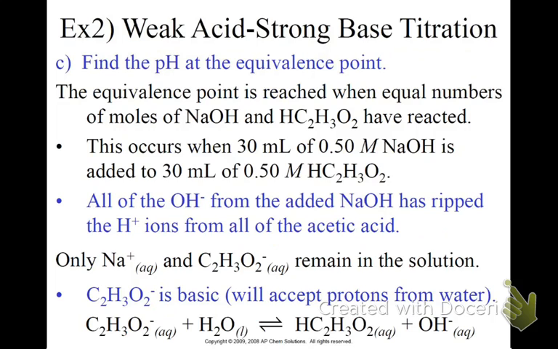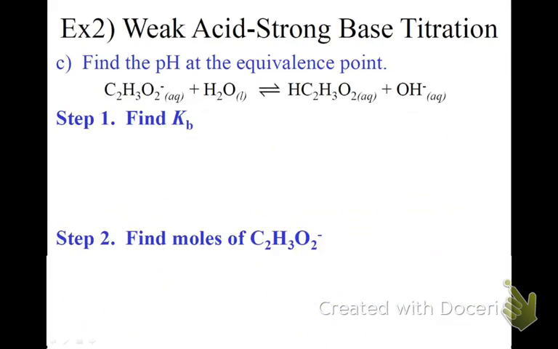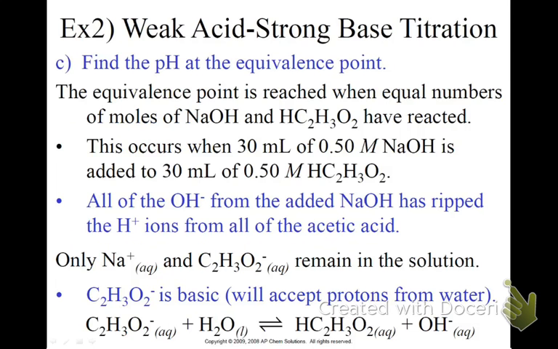So this next part, we're going to find the pH at the equivalence point. The equivalence point for a weak acid, strong base, would be the point when you have equal numbers of moles of sodium hydroxide and the acetic acid have reacted. So the number of moles of this equals the number of moles of that. This would occur when we add 30 milliliters of the sodium hydroxide and 30 milliliters of the acetic acid. At this point, you would have equal molar additions.